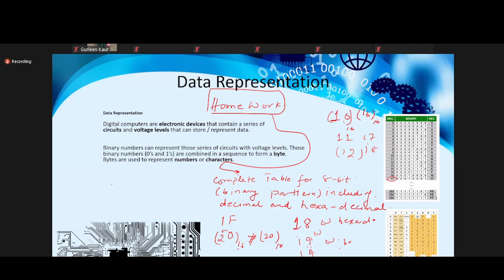255. And it requires 111, 111, 111, right? Like this. And it's going to be hexa, 1F and 2F and 3F and finally you get to FF.